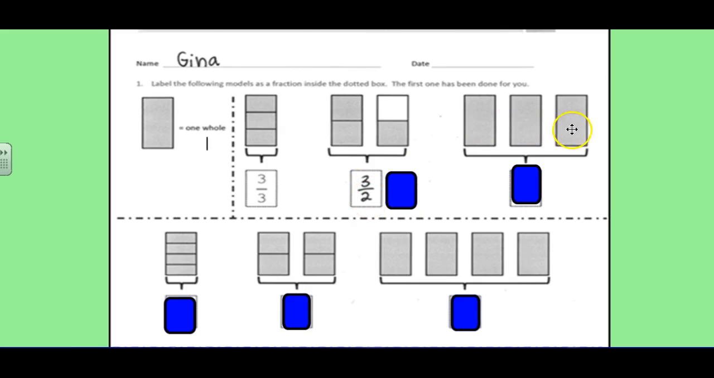When we come over here and look, once again, I'm going to be thinking about what the denominator is. I see that this one has 1 part, this one has 1 part, and this one has 1 part. So my denominator is going to be 1 because each one has 1 part. And now I've got to figure out what my numerator is by seeing how many parts are shaded in all. There's 1, 2, 3 parts that are shaded. So my fraction is going to be 3 over 1, which is also the same thing as the whole number 3.